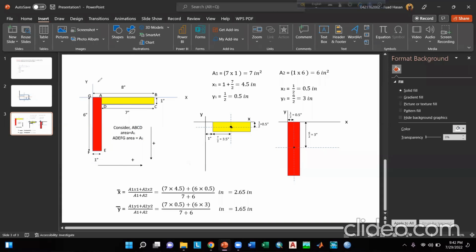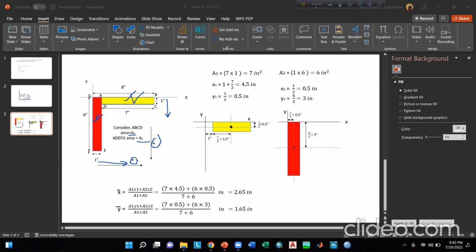So for determining the centroid of this composite body, we will consider two rectangular portions. Here you can consider a rectangular portion ABCD, which is marked in yellow color and named A1. And you can consider another rectangular portion, ADEFG, marked in red color and named A2. We will consider this side from the y-axis as positive, and this downward side from the x-axis as positive.